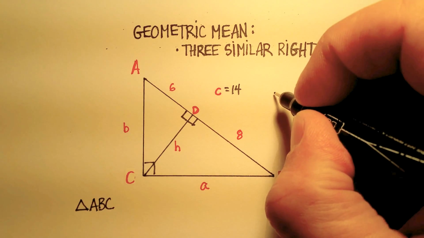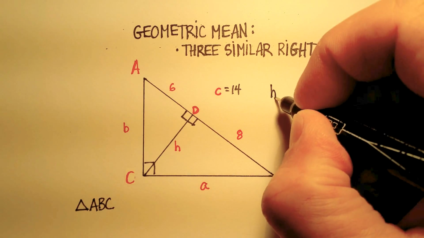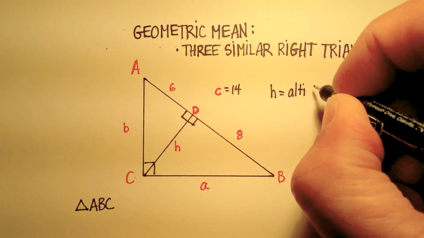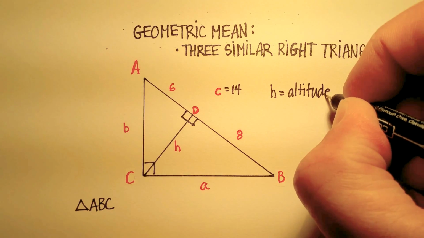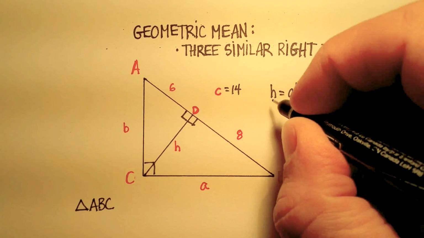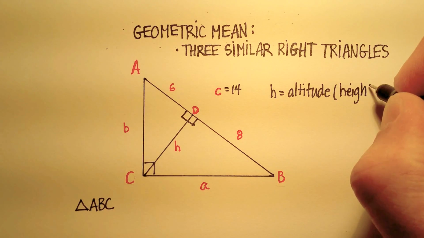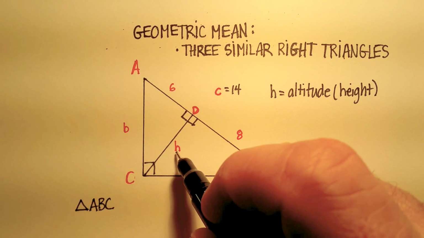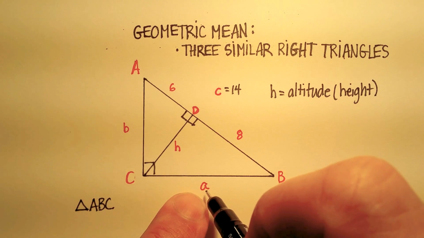But what I've done by drawing this line here, which is called an altitude or a height, okay, so let me just write this over here. H is called the altitude or the height, either one, which is why I'm using H. And by the way, I'm also using the letter H because I don't want to confuse it with this A over here.